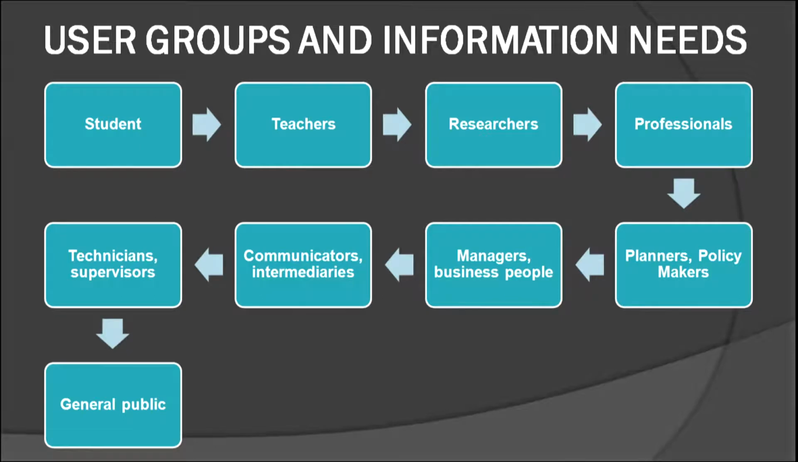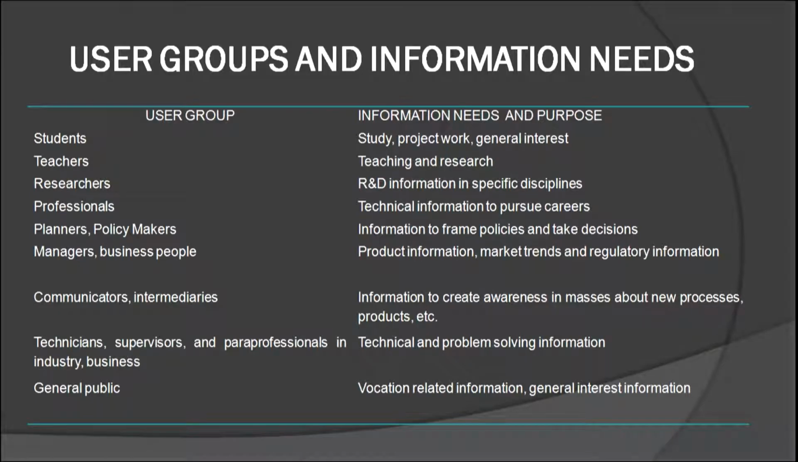On the basis of various user groups, a library is basically created to serve students, teachers, researchers, professionals, planners, policymakers, managers, business people, communicators, intermediaries, technicians, supervisors, and the general public. The table in the next slide shows information needs of user groups and the purpose for which they need information. A student needs information for study, project report, and general interest. A teacher needs information for teaching and research, and researchers need information for research and development in a specific discipline.